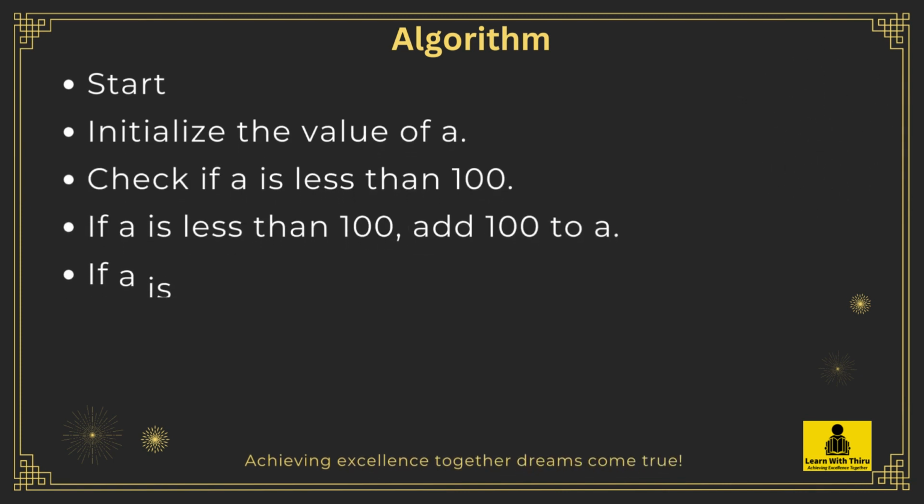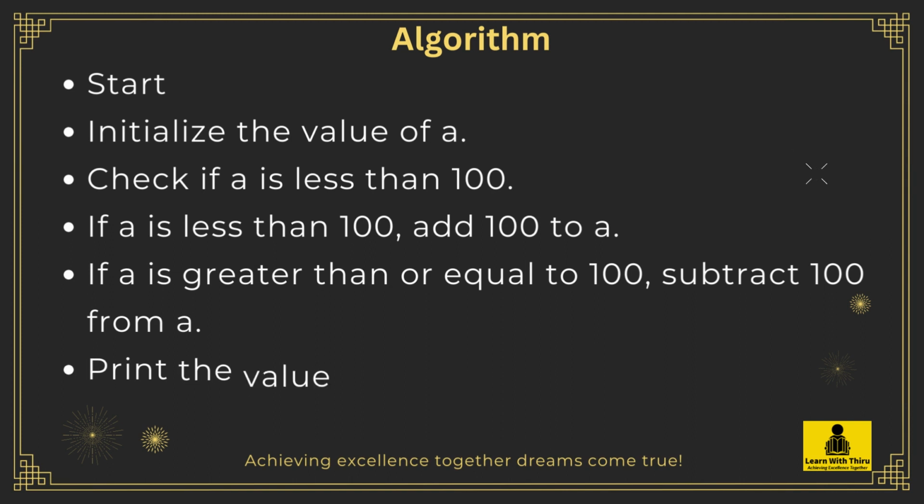Initialize the value of a. Check if a is less than 100. If a is less than 100, add 100 to a. If a is greater than or equal to 100, subtract 100 from a. Print the value of a.